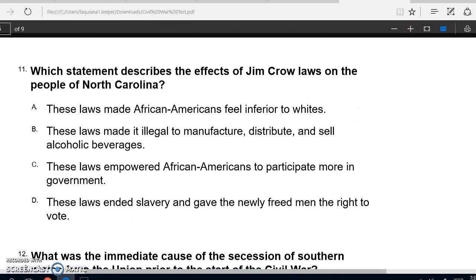Number 11. Which statement describes the effects of Jim Crow laws on the people of North Carolina? A. These laws made African Americans feel inferior to whites. B. These laws made it illegal to manufacture, distribute, and sell alcoholic beverages. C. These laws empowered African Americans to participate more in government. D. These laws ended slavery and gave the newly freed men the right to vote.